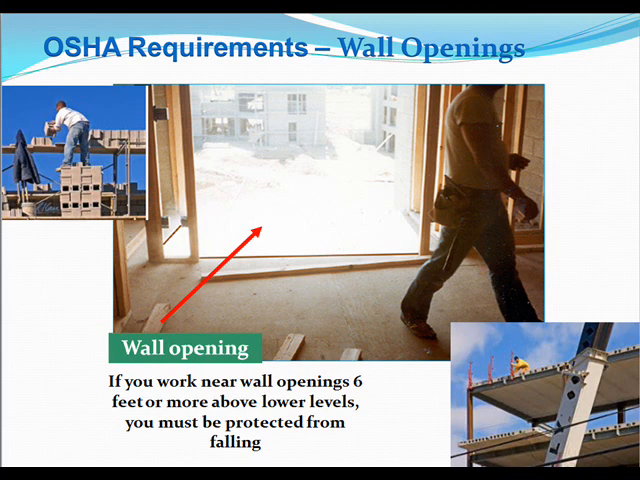Wall openings. If you are working near a wall opening 6 feet or more above the lower levels, you must be protected from falling. Employees working on, at, above, or near wall openings, including those with chutes attached, where the outside bottom edge of the wall opening is 6 feet or more above the lower levels, and the inside bottom edge of the wall opening is less than 39 inches above the walking/working surface, must be protected from falling by the use of either a guardrail, a safety net system, or a personal fall arrest system.